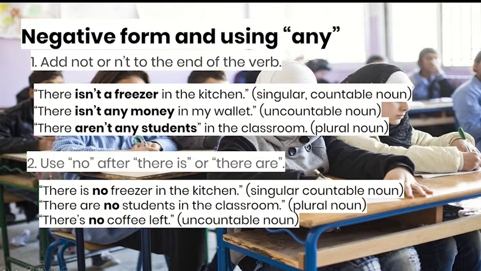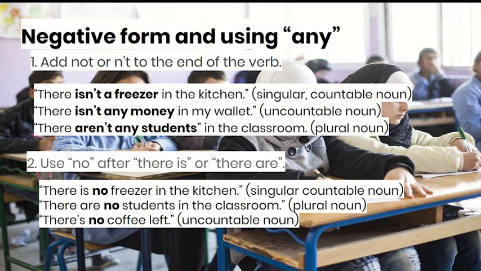There aren't any students in the classroom. It's plural form and it's countable, so are not. We normally do not use any if it's singular countable noun. So the correct usage would just be there isn't a freezer in the kitchen. There isn't a piece of biscuit left in the cupboard. So you don't say there isn't any piece of biscuit. You could just say there isn't a piece of biscuit left because it's a singular countable noun.